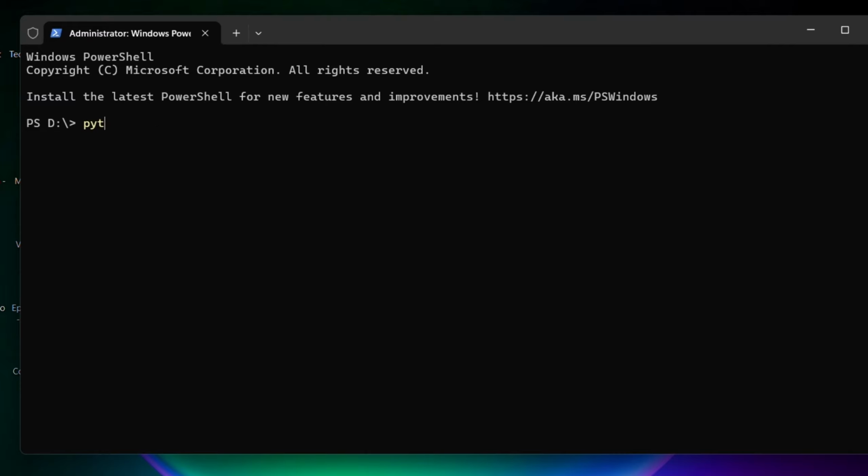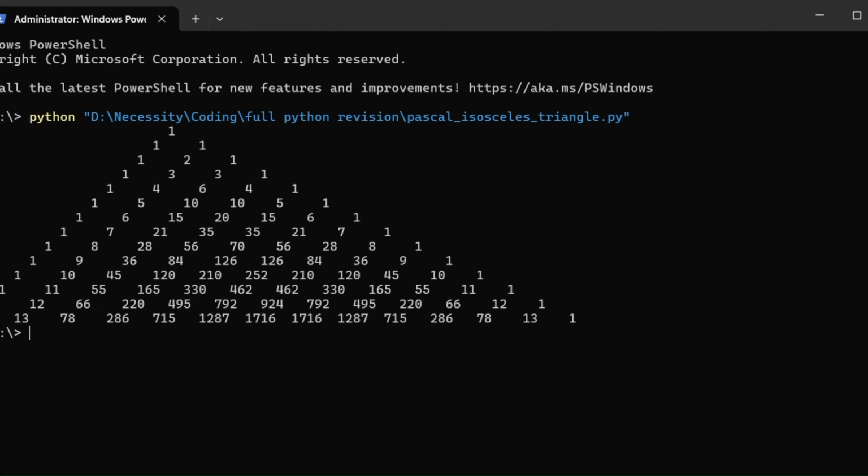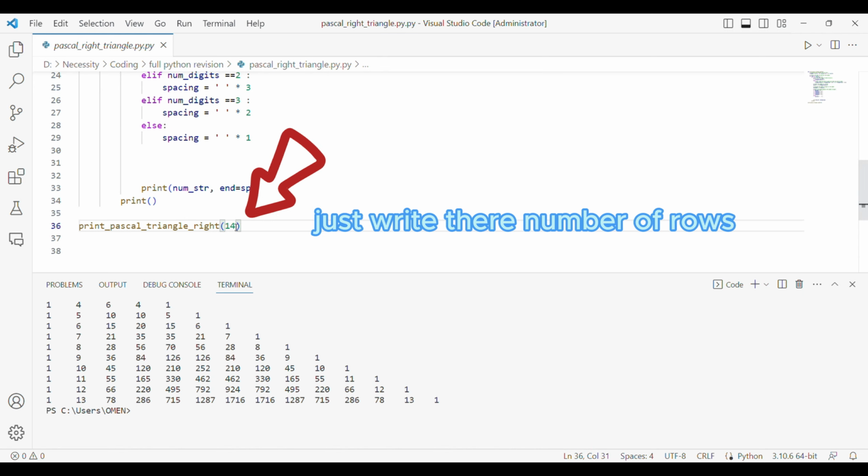Finally, it was time for the ultimate test. Here's the right triangle. Here's the isosceles triangle, even though it is definitely not isosceles, but still best among all my attempts. The code allows you to specify the number of rows you want.